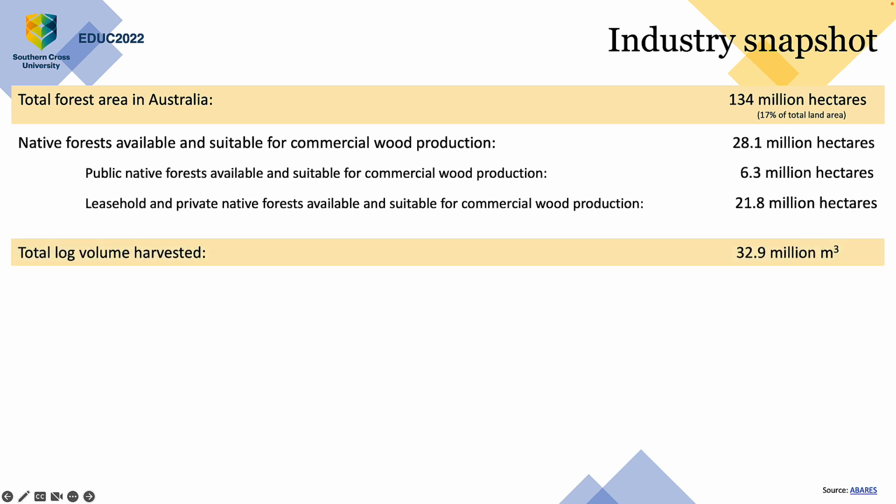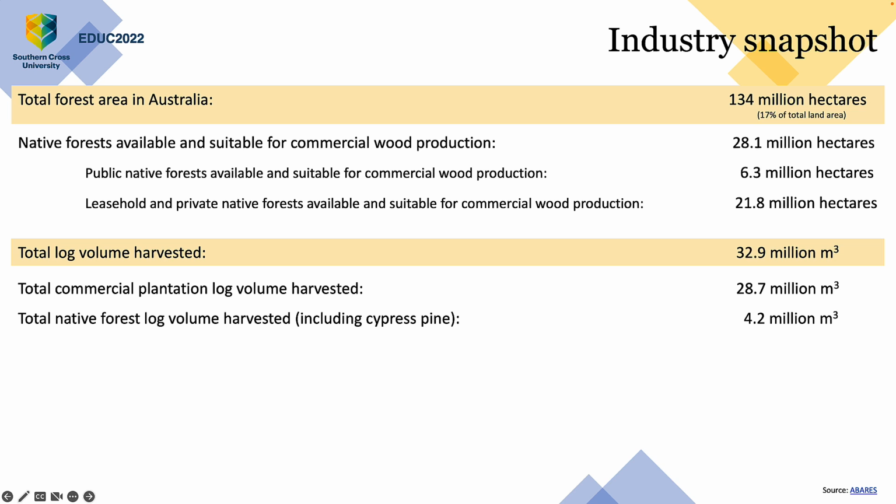In terms of log volume, 32.9 million cubic metres of timber is harvested every year in Australia. That amount does go up and down a little bit. And of that, the vast majority is commercial plantation log. And we'll look at that in a little bit. The vast majority of that is radiata pine plantation. So when we talk about native log, and that's often the one that's quite politically controversial, it's 4.2 million cubic metres. So it's a relatively small proportion of the total harvest.